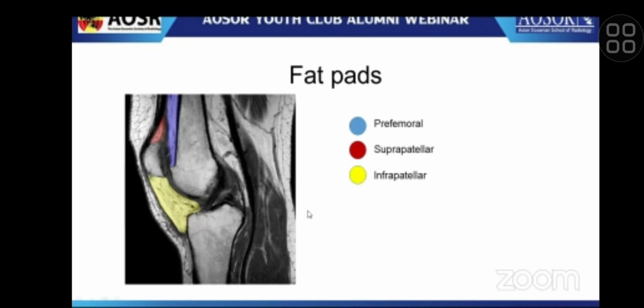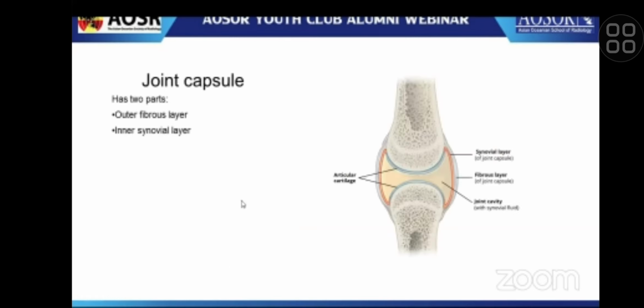And we have fat pads. There are 3 fat pads in the anterior part: the prefemoral fat pad, the suprapatellar fat pad, and the infrapatellar fat pad, also called the Hoffa fat pad. They may be dropped between the bony structures. It's called impingement and may cause pain. And also we have a fat pad in the posterior aspect of the joint. It's called the posterior fat pad.